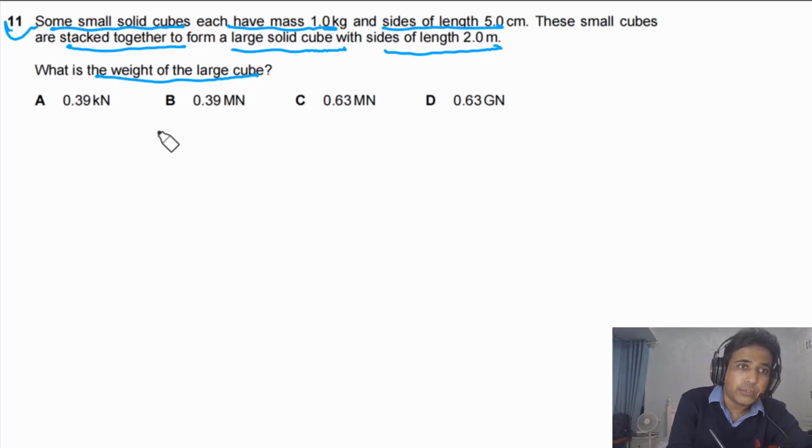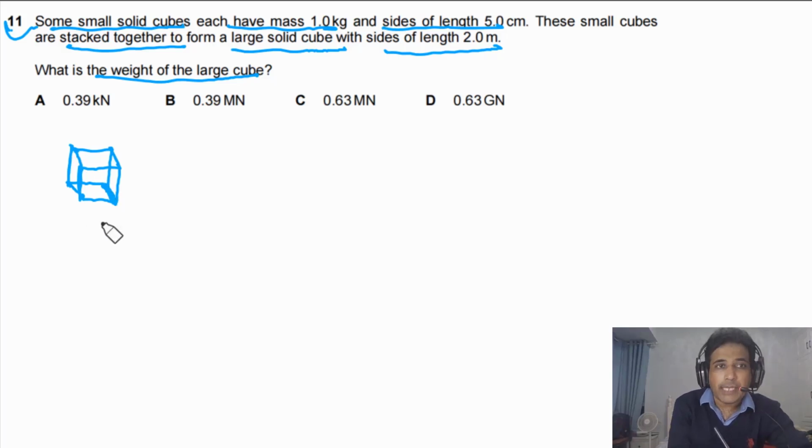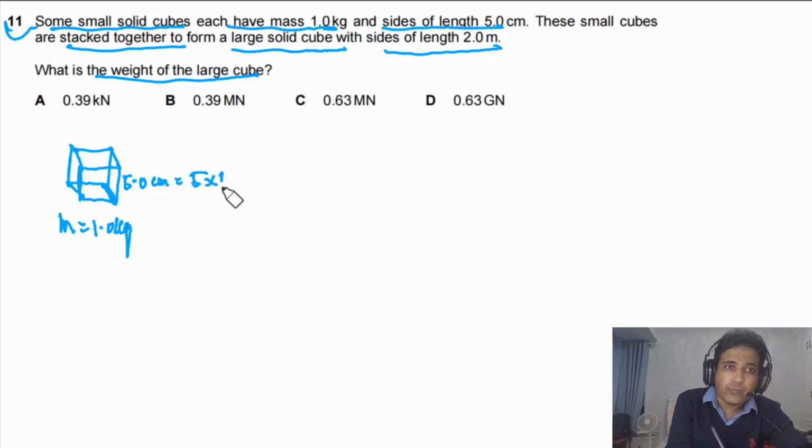In order to answer this question, first of all, we can simply sketch. Imagine we have this small cube. Mass of this small cube, m, is equal to 1.0 kg, and each side of this cube is 5.0 centimeters, or simply we can say 5 times 10 to the minus 2 meters.